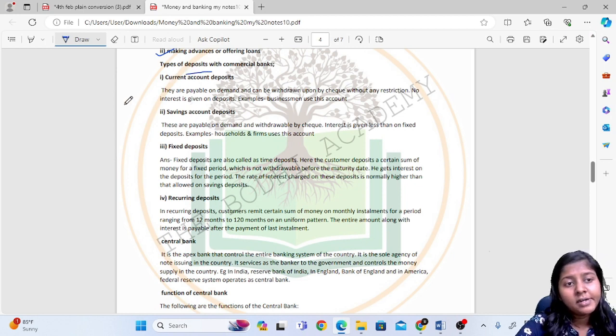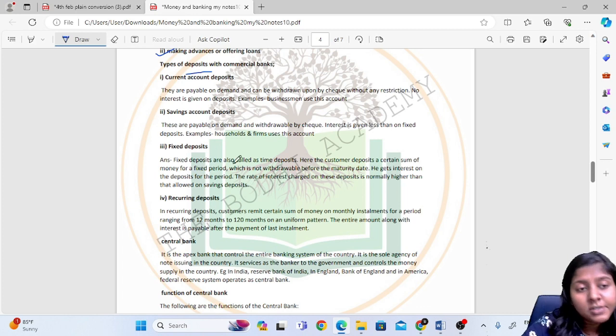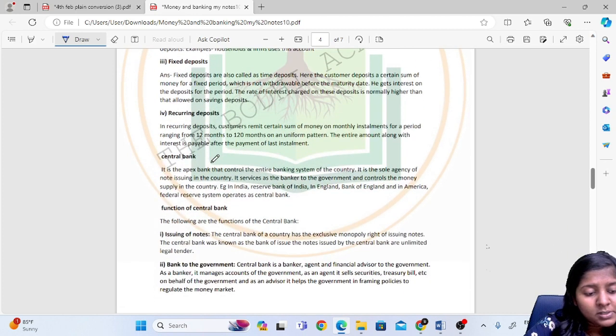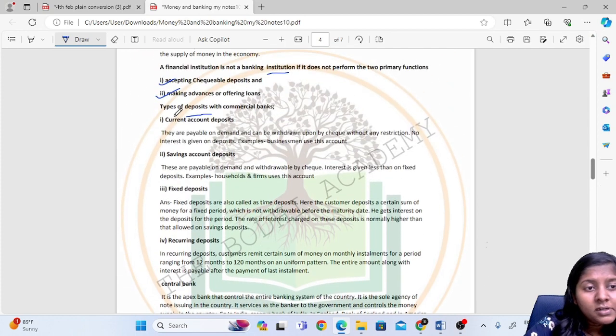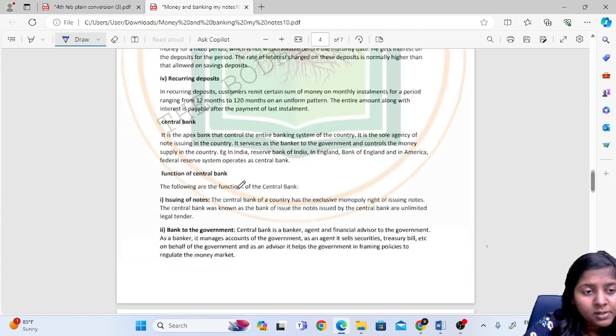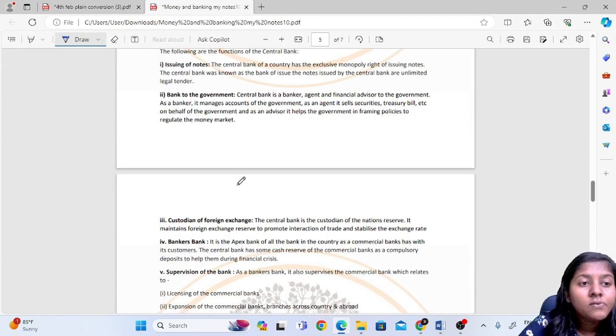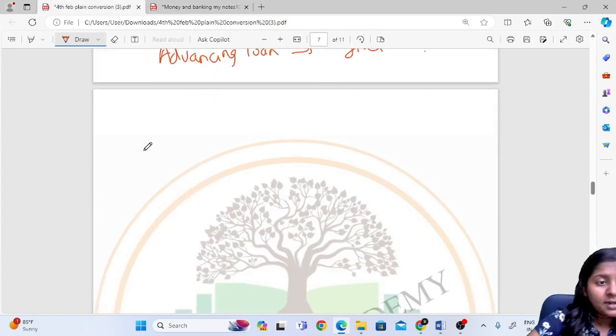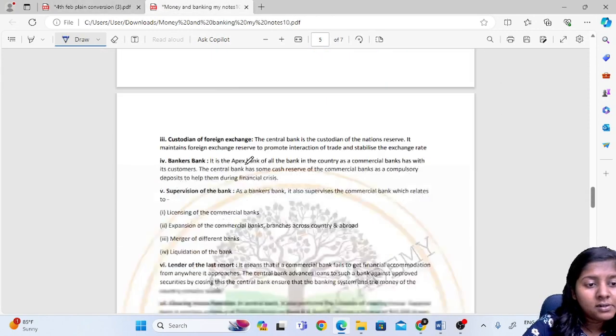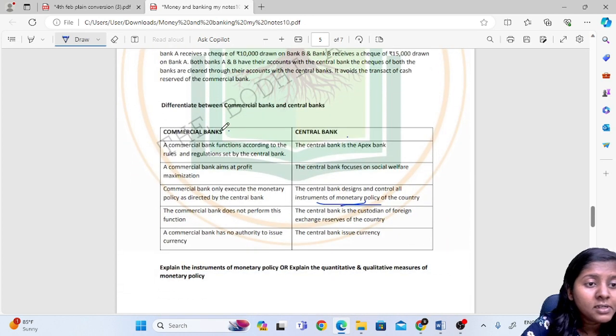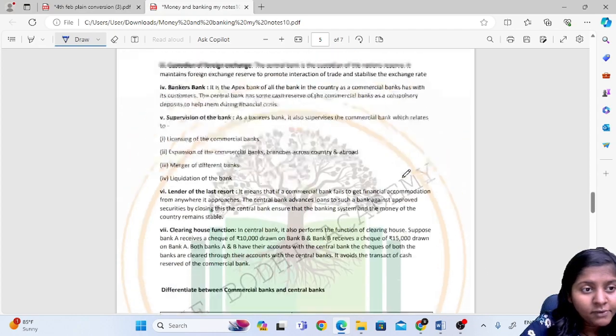People have their current account, savings account, fixed deposits account, recurring deposits. Then, central bank. These are some of the types of deposits which we have to understand. Then, what are the functions of central bank? As we have seen, the difference between the commercial and the central bank: the central bank is the apex bank and its focus is on social welfare.